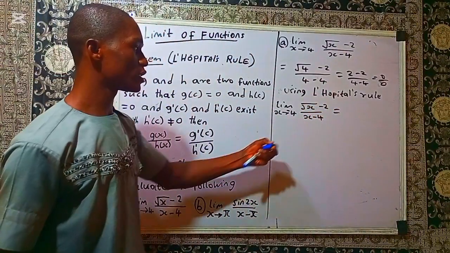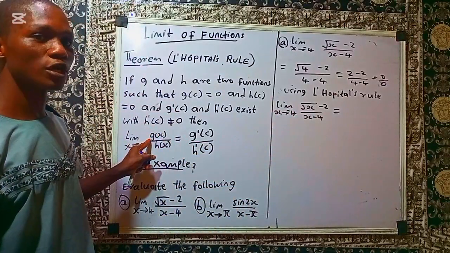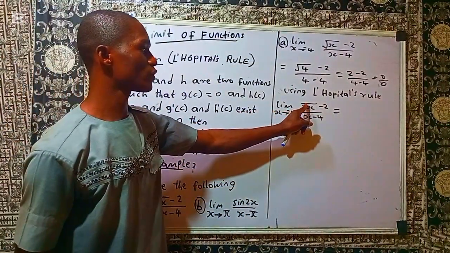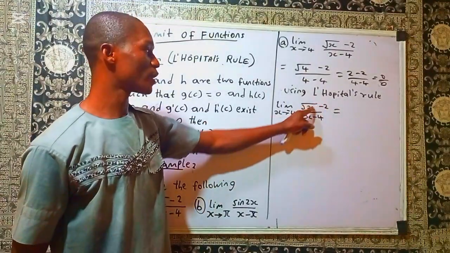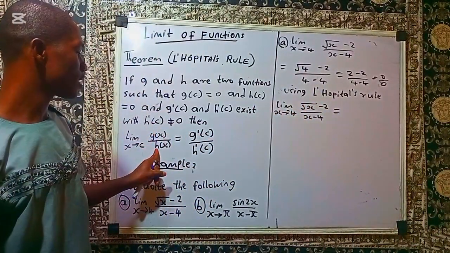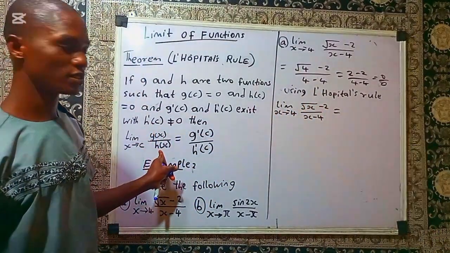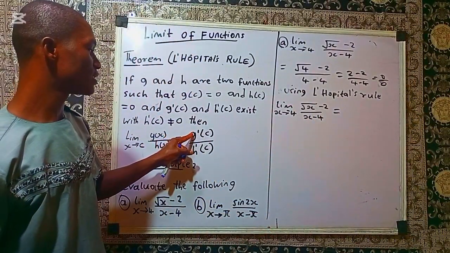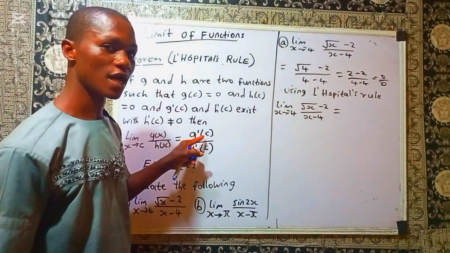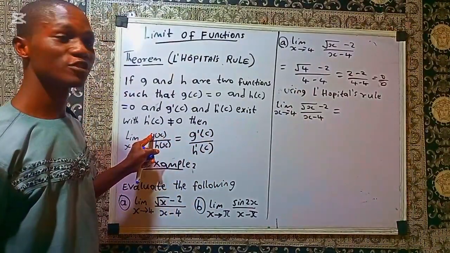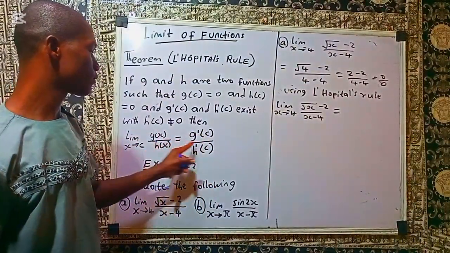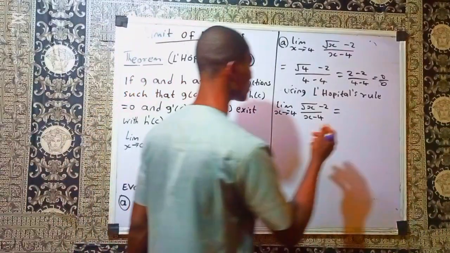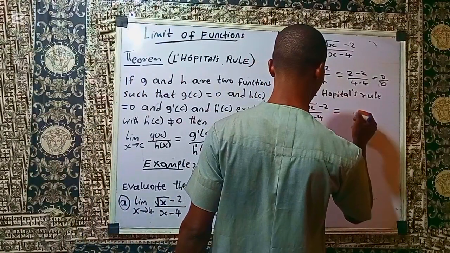Look at this. The function you have at the numerator is your g of x. So g of x is square root of x minus 2. Whatever you have at the numerator is your g of x, then whatever you have at the denominator is your h of x. That's x minus 4. So the answer will be the derivative of g of x at c. So you differentiate the numerator, then you differentiate the denominator, and substitute the points after that. So let's just differentiate first.